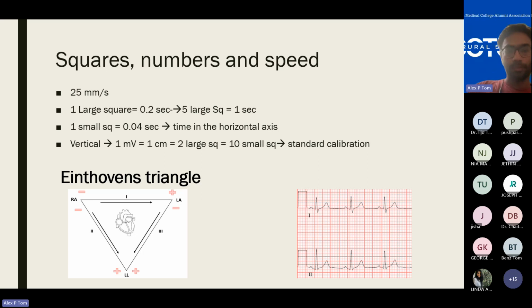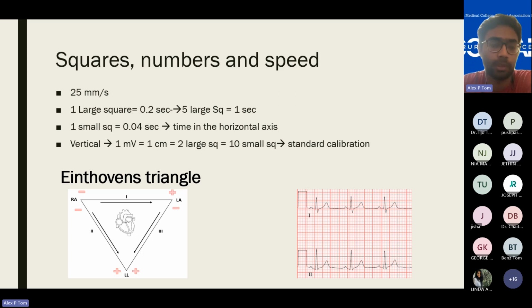This is a very important understanding that you should have. That's one. And every small square in the ECG is 0.04 second. By now you understood that time is measured on the horizontal axis. The small square here is 0.04 second. It's important you know these values because it will help you calculate different intervals in an ECG, and these intervals are needed for you to come to different conclusions.